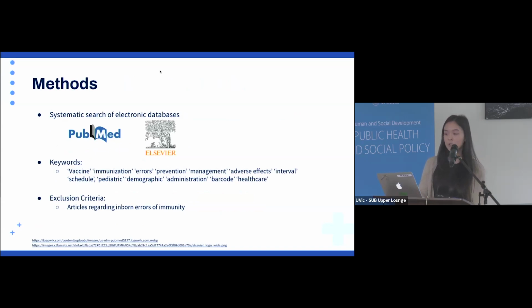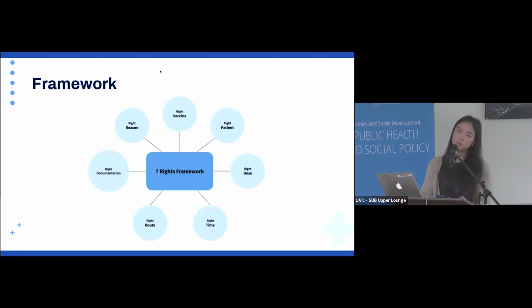Our methodology included a systematic search of electronic databases, specifically PubMed and Elsevier. A variety of keywords were used in the search, and our exclusion criteria included articles regarding inborn errors of immunity. And we used this framework to help us identify the different types of errors. This is the 7 rights framework of medication administration. It states that the right product should be delivered to the right patient at the right dose, the right time, the right route, for the right reason, and the right documentation. In the context of this review, the 7 rights framework was utilized to analyze and categorize immunization administration errors. By applying these principles, patterns of errors could be identified and assessed where deviations occurred in the immunization process.